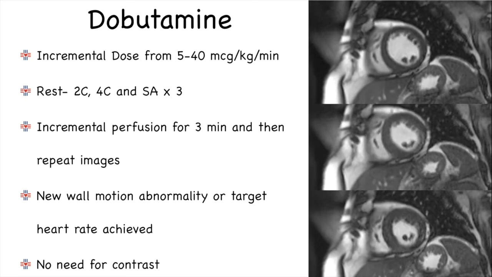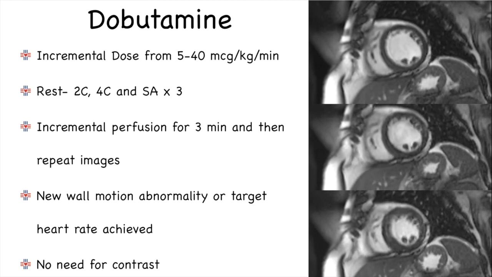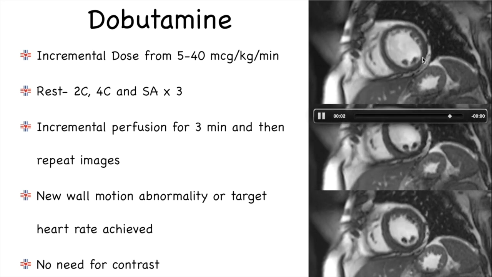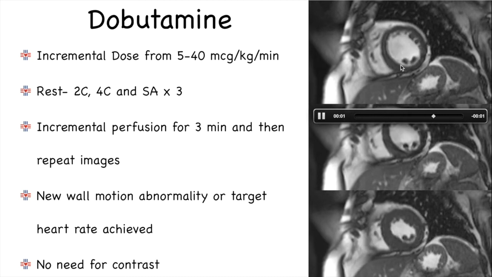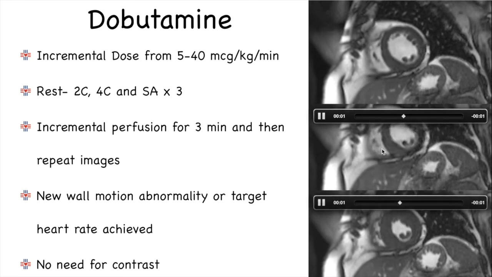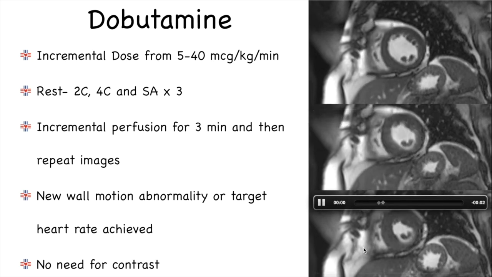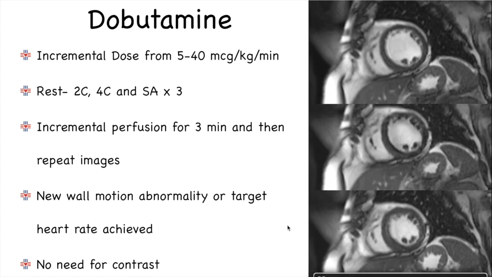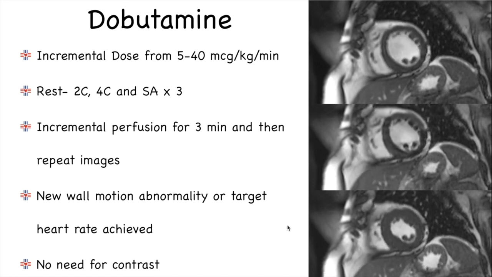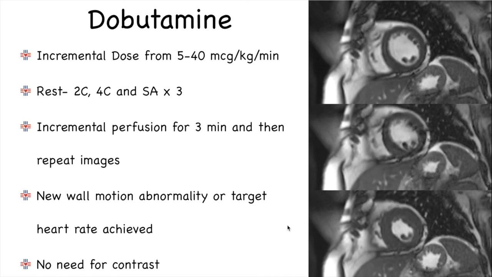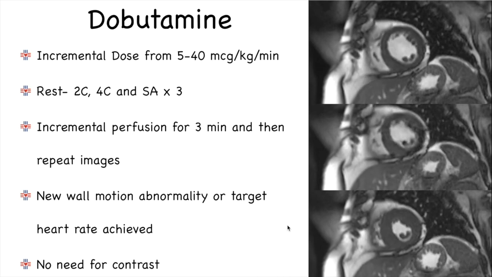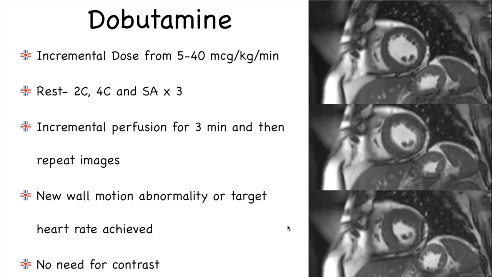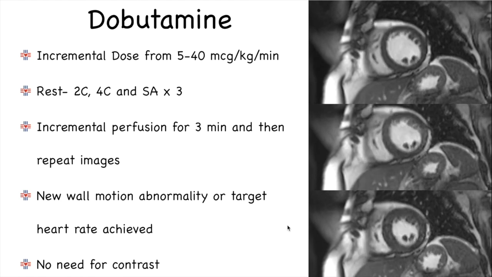If you can look at this case, this is a patient who has got RCA territory disease, and what we can see at rest, there is wall motion abnormality in the inferior segments, and as we increase the dobutamine dose, the inferior segment contractility is improved and there is no new wall motion abnormality, suggesting that the inferior segment is viable and there is no inducible ischemia in any other segments.